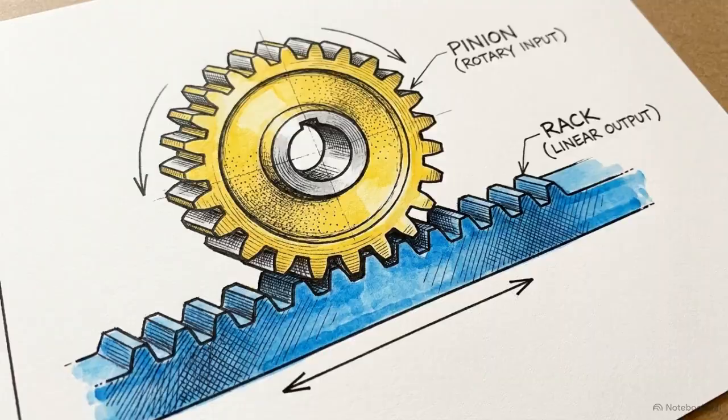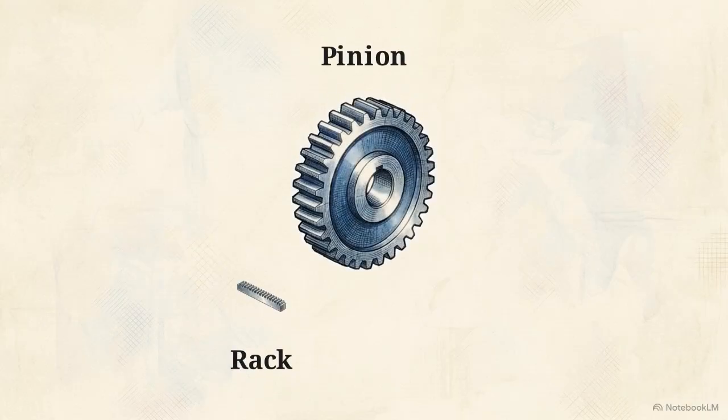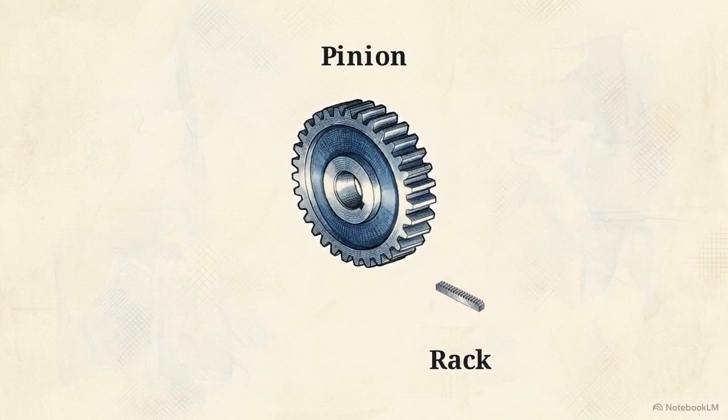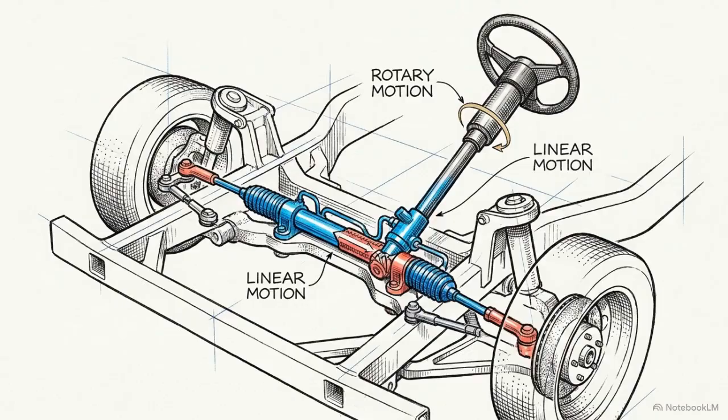The parallel constraint can also be manipulated to change the output motion entirely, rather than just transferring torque. A rack and pinion system takes a standard circular spur gear, the pinion, and meshes it with a rack, which is simply a spur gear geometrically unrolled into a flat line. This converts rotary motion directly into linear movement, powering most vehicle steering systems.